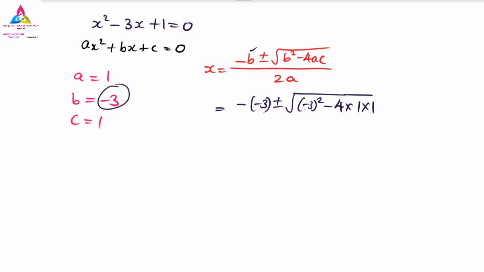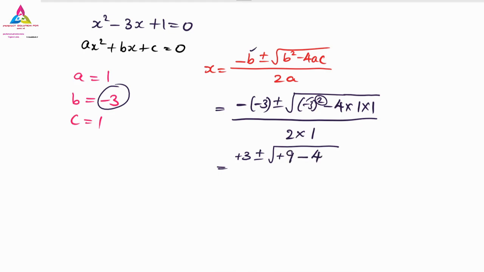And remember, the square root must completely close, the whole thing divided by minus 3 the whole square minus 4 into 1 into 1. So next, divided by 2 into a value. What is a value here? 1. So next, continue: minus into minus is positive, so positive 3 plus or minus root. The minus square is positive, and 3 square is 9, minus 4 ones are 4. So here it will remain 4 only, divided by 2. So next is plus 3 plus or minus root 9 minus 4 is 5, that divided by 2.